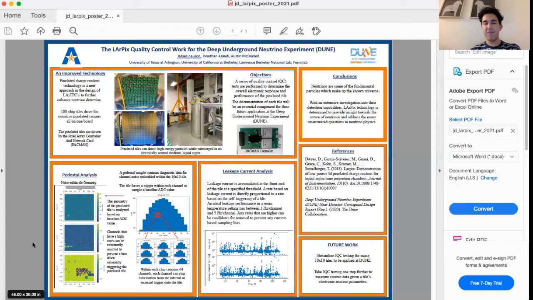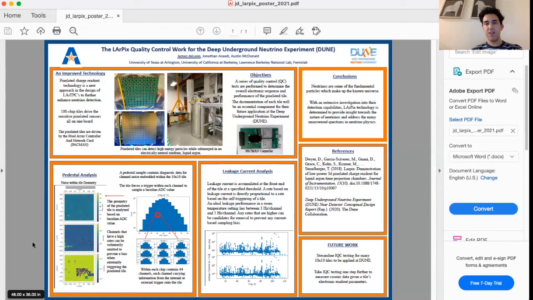On the other hand, for a leakage current analysis, leakage current within the tile is accumulated on the front end so that a specific threshold can be achieved. This threshold is in direct proportionality to the self-triggering rate of the tile. A rate too high can introduce some interference into the LArPix pixelated tile and thus has to be voluntarily disabled.